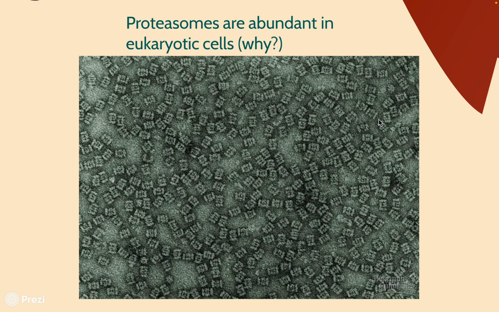Our system is constantly making proteins, and we need to be able to get rid of proteins that are not working, or that are no longer functioning, or maybe just no longer have a purpose within that cell. As you can see in this picture, these are a bunch of proteasomes in a cell. So they are abundant and very important to our system.